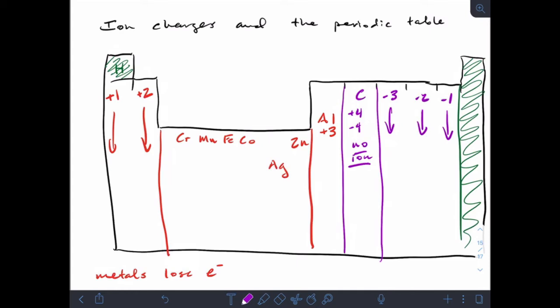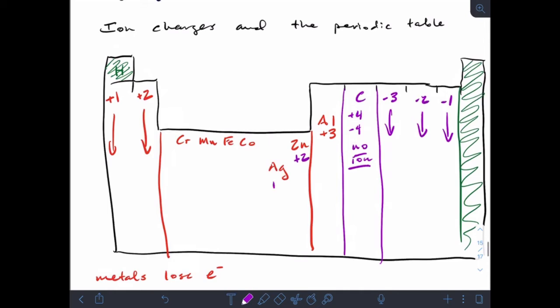Now let's talk about these other elements that I have written on the table here. If we start with carbon at a 4, and we stair step down to the left, we get aluminum's a 3, and we stair step down one more, zinc is a +2. And if we stair step down one more, silver is a +1. So noticing that pattern coming down the stair step to the left from carbon, we get +3, +2, +1.